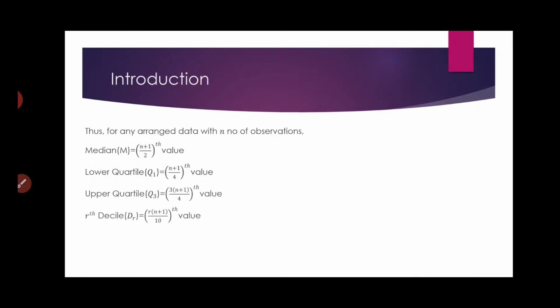And the rth decile. Now rth decile means obviously there are D1 to D9: first decile, second decile, like this till the 9th decile. So the rth decile is given by r into (n plus 1) by 10, whatever that value is. Then the rth percentile is given the same way, r into (n plus 1) by 100. Now r can range from 1 to 99, so there can be 99 different percentiles. Fine. So let us take a few problems once again and understand.